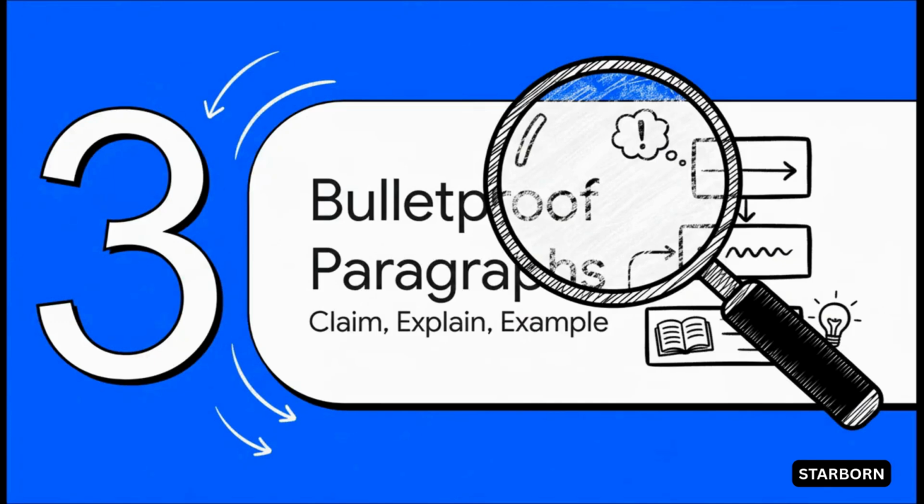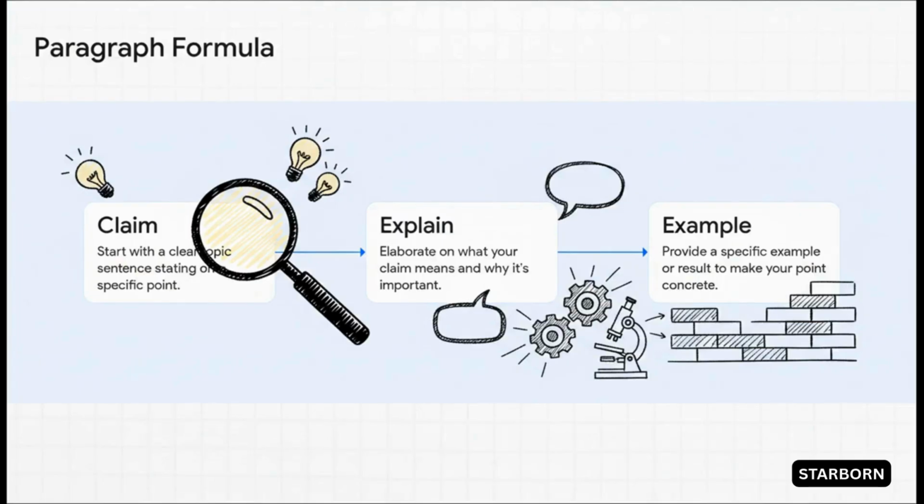So we've got the skeleton of the essay down. Now let's zoom in a little bit, down to the level of a single paragraph. This is where your argument really comes to life. And we're going to use a simple but super powerful formula for it. Claim, explain, example. Think of it like this. For every single body paragraph, first you make a clear claim. That's your topic sentence.